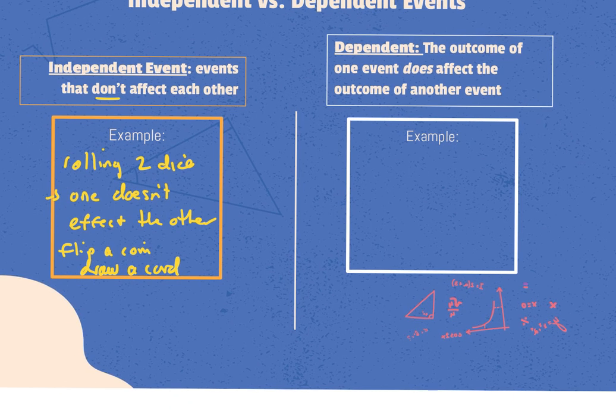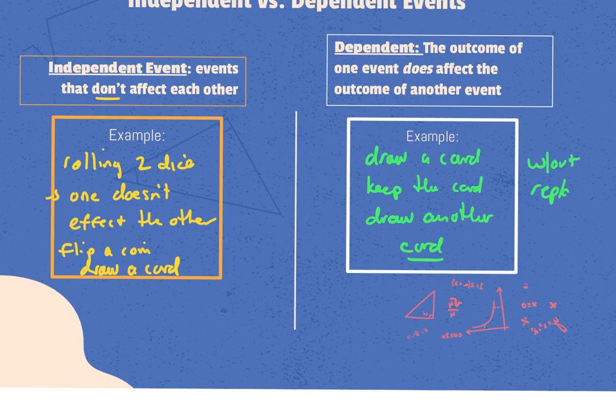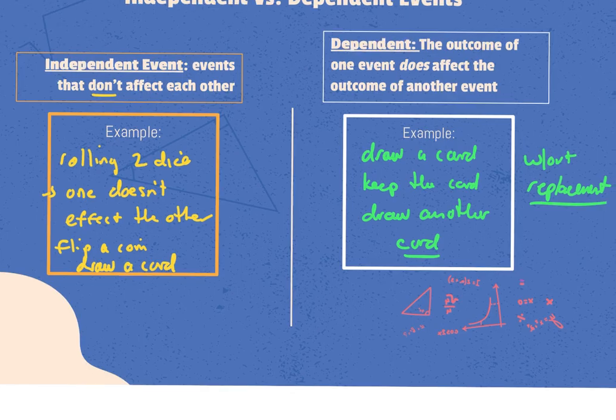So what would impact each other? Well, an easy one would be if I draw a card and I keep the card and I draw another card. This would be called without replacement.